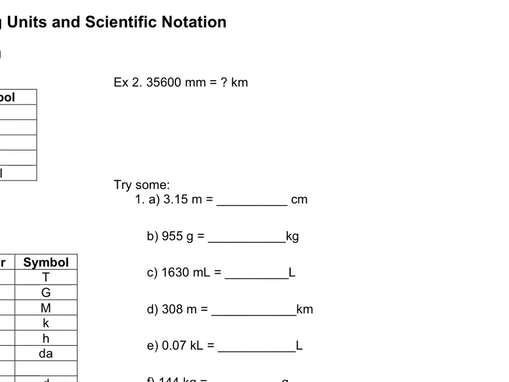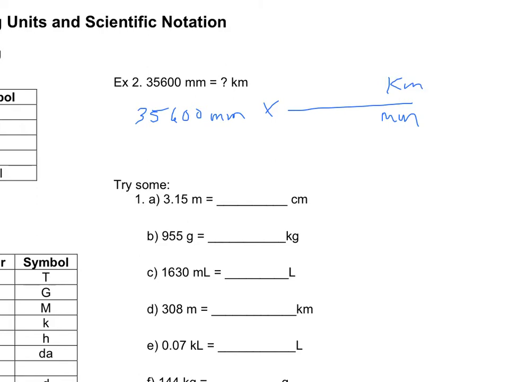Here I'm asked to convert 35,600 millimeters into kilometers. Using a conversion factor, I would times by the unit that I want, kilometers, and divide by the unit I already have, millimeters. And then I'd ask myself, how many millimeters are there in a kilometer? That's a tough question. That's not something I do every day.